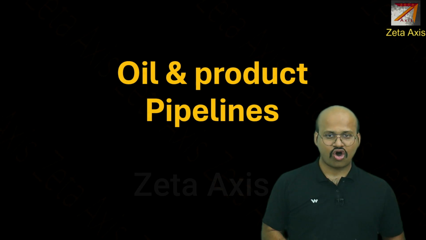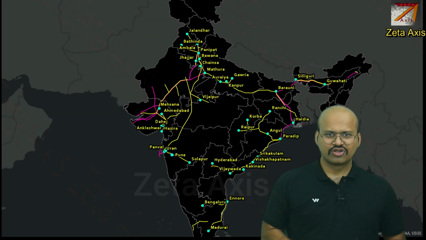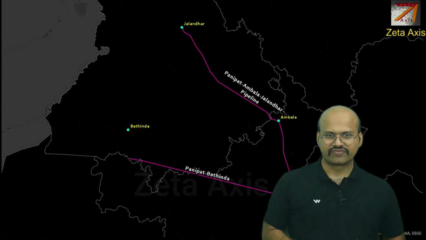Now let's see oil and product pipelines across India. So this is the total network of oil and gas pipelines. There are several others, but these are the important ones. We will look closely at some of the important ones among them.